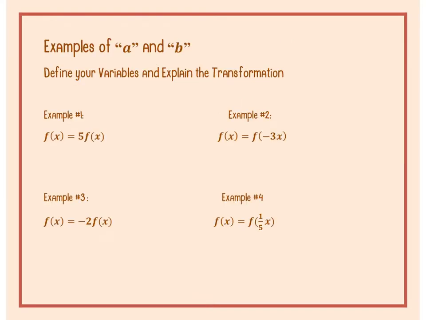So here are some examples of A and B. We're going to define our variables and explain the transformation. If it's in front of the f of x, this has to be an A value. So if A is 5, that means it is a vertical stretch of 5. Okay, this means the graph is going to get taller quicker.